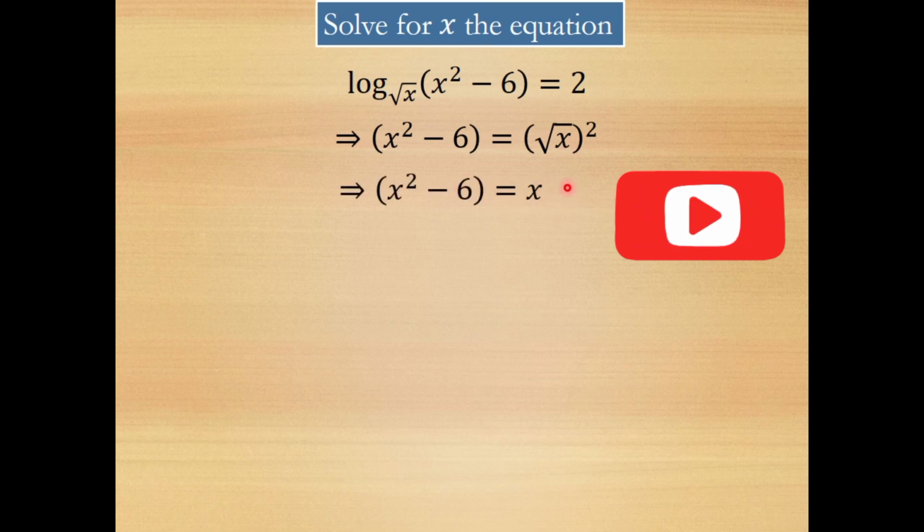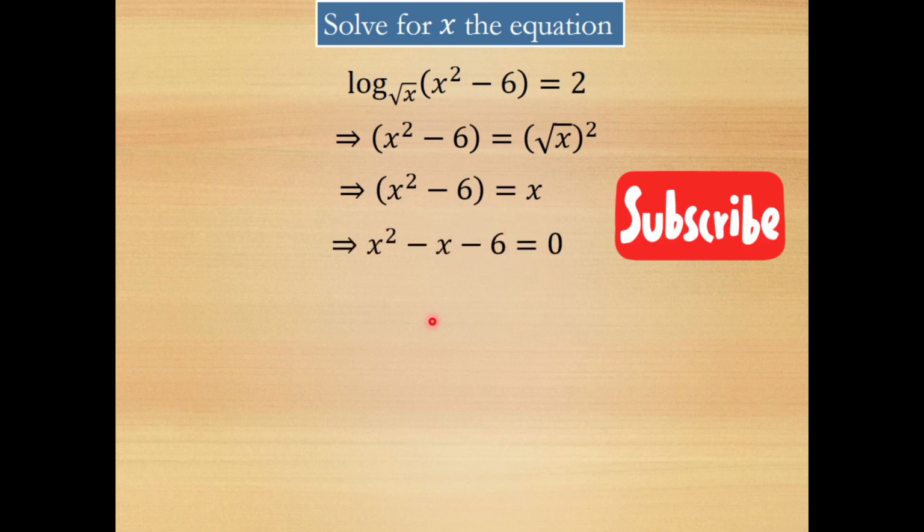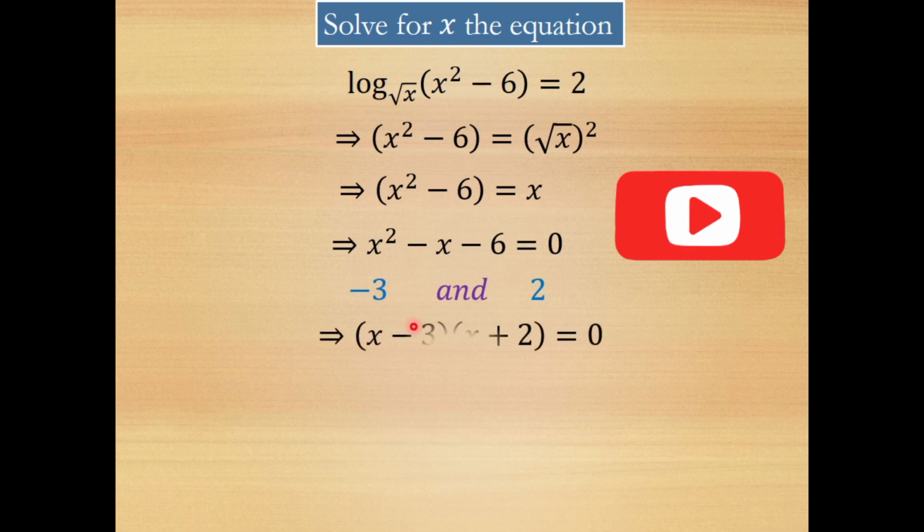Good. We are going to bring x inside. By so doing, we have x squared minus x minus 6 equal to 0. Now at this point, the equation is quadratic. We have to look for two numbers whose product gives us negative 6 and whose sum gives us the coefficient of x, which is negative 1. Those two numbers are negative 3 and 2, because negative 3 times 2 gives us negative 6 and negative 3 plus 2 gives us negative 1. Since the coefficient of x squared here is 1, the factors are x minus 3 into x plus 2 equal to 0.